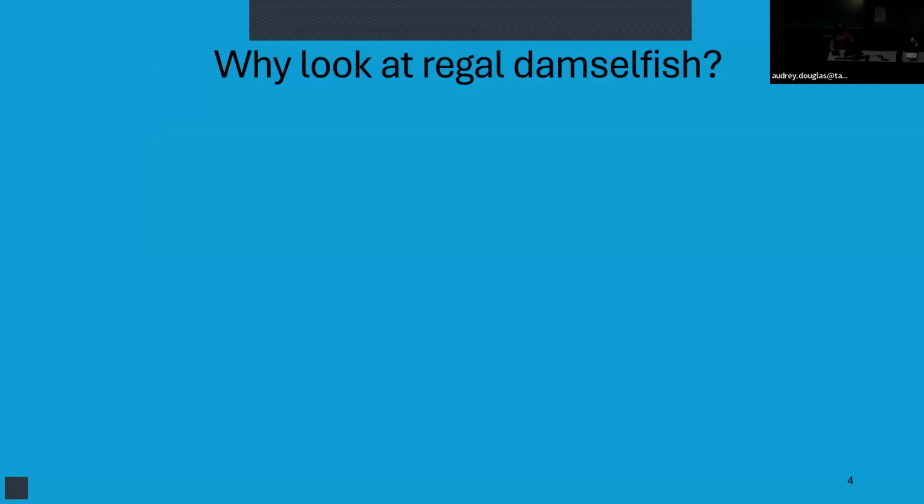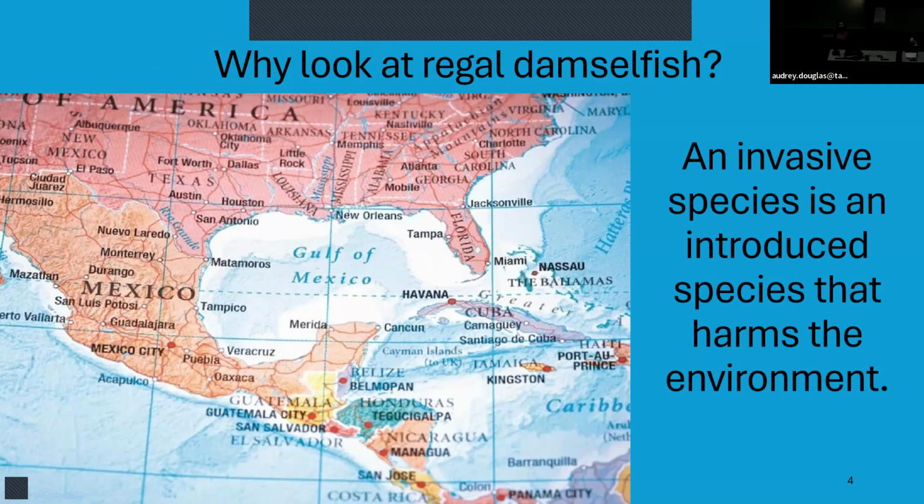So why am I looking at the regal damselfish? As I stated, the regal damselfish are non-native to the Gulf of Mexico. An invasive species is an introduced species that harms the environment. So technically, regal damselfish have not proven to harm the environment. There has not been any studies about it, so it hasn't been able to make that classification. So right now it's just non-native. But with its spread and its prevalence, its population is so large in some areas in the Gulf of Mexico, we do think that it could be harming the environment and harming native species.